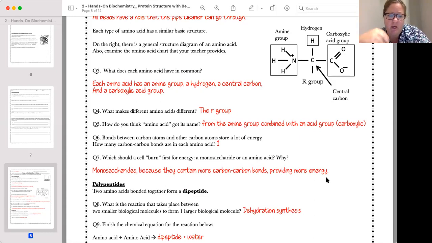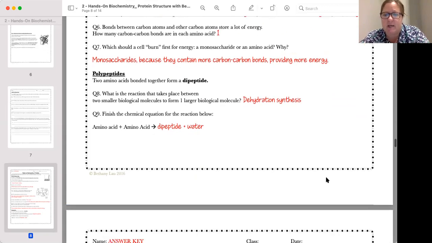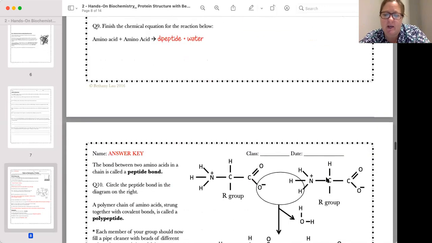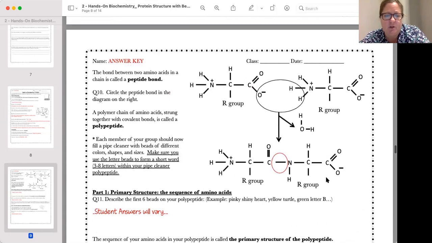Two amino acids come together and form a dipeptide. Same way, it's going to lose a water. So if you have an amino acid plus an amino acid, you're going to get a dipeptide, meaning two amino acids together, and you're going to get water. Same reaction that we saw in the carbohydrates. The bond between the two amino acids in the chain is called a peptide bond. A polymer chain of amino acids strung together with covalent bonds is called a polypeptide.